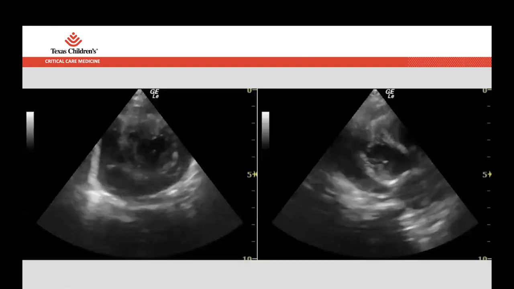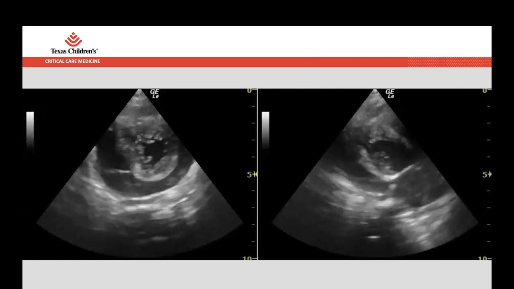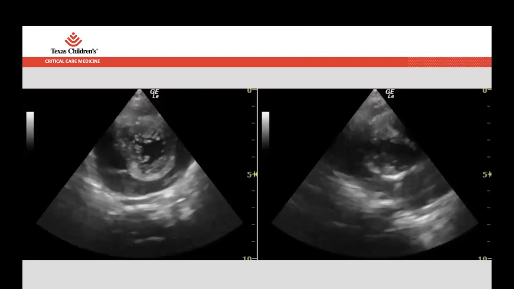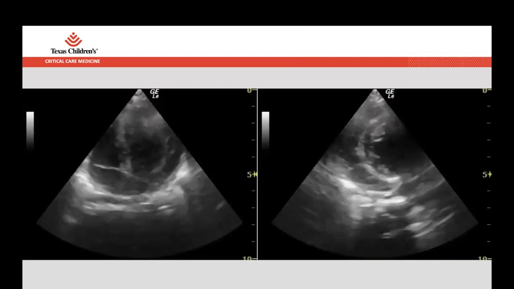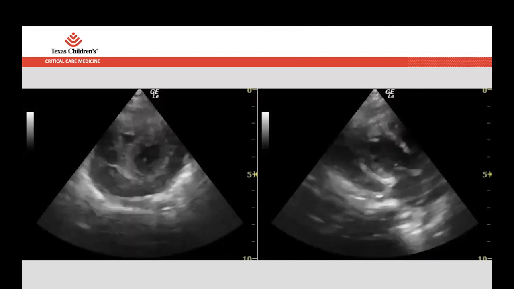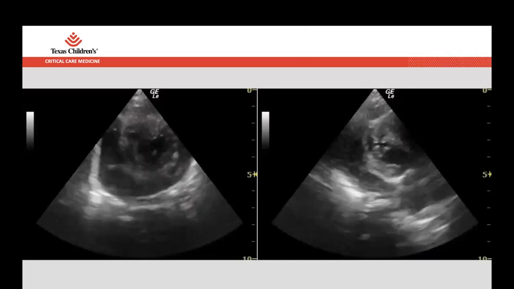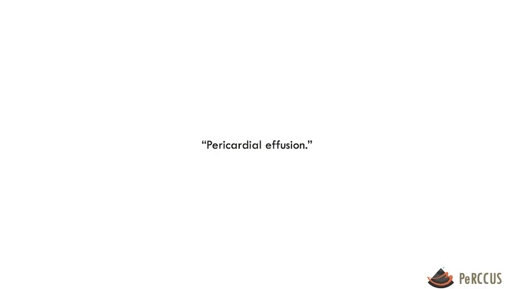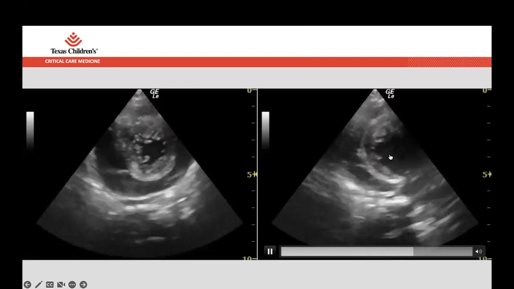On the left is a parasternal short axis view. On the right is a modified long axis view due to difficulty in getting to the chest because of dressings and stuff. So it is looking almost as low as an apical view, but trying to get a parasternal. And you can tell this is a complex one, right? Because you've got these septations in it.